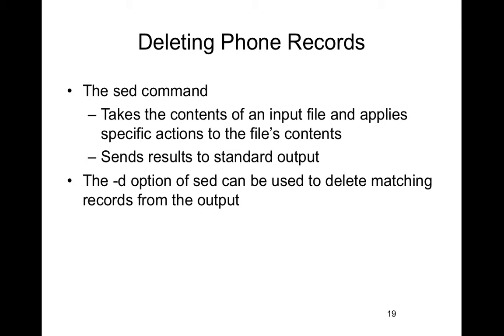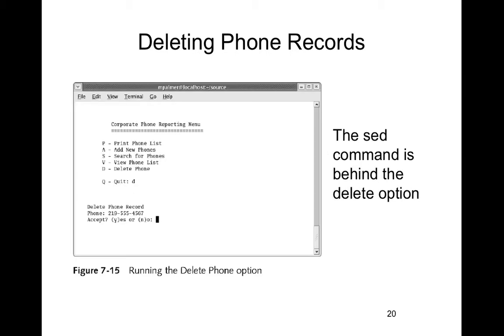It takes the contents of the input file and applies a specific action to the file's content, and it sends results to standard output. The -d option of sed can be used to delete matching records from the output. So here's the sed, deleting phone records.